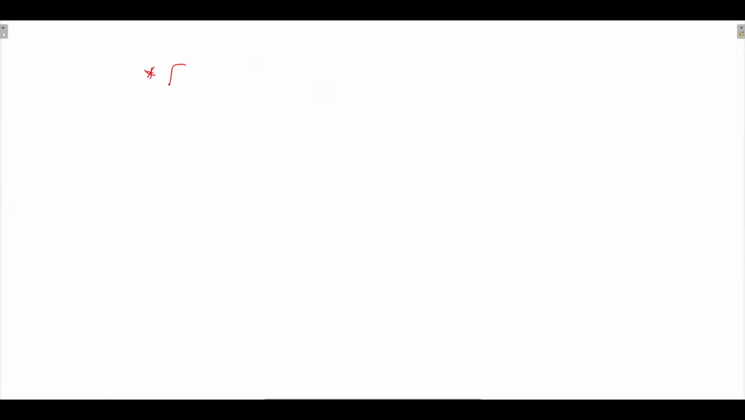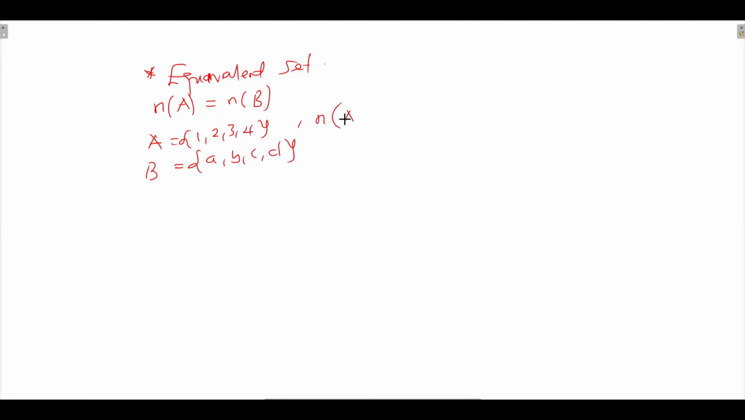Now, when we say equivalent sets, this also we are checking if two sets are equivalent. It's different from equality of sets. Two sets are equivalent if their cardinality is the same. Two sets are equivalent if n of A is equal to n of B. That means the cardinality of set A is equal to the cardinality of set B. What am I saying? If set A is 1, 2, 3, 4, and set B is A, B, C, D, the cardinality of A, how many elements is there? We have 4. And if you look at B, the cardinality of B, how many elements? We have 4. So set A is equivalent to B.